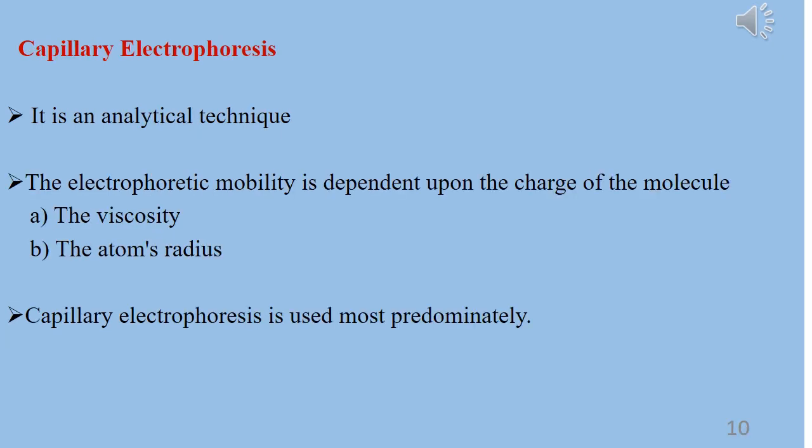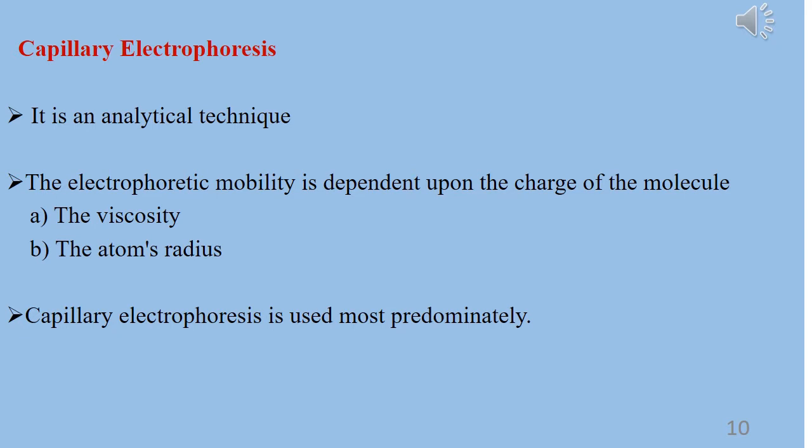Capillary electrophoresis. It is an analytical technique that separates ions based on their electrophoretic mobility with the use of an applied voltage. The electrophoretic mobility is dependent upon a number of factors: the charge of the molecule, the viscosity, and the atom's radius. The rate at which the particle moves is directly proportional to the applied electric field. The greater the field strength, the faster the mobility.